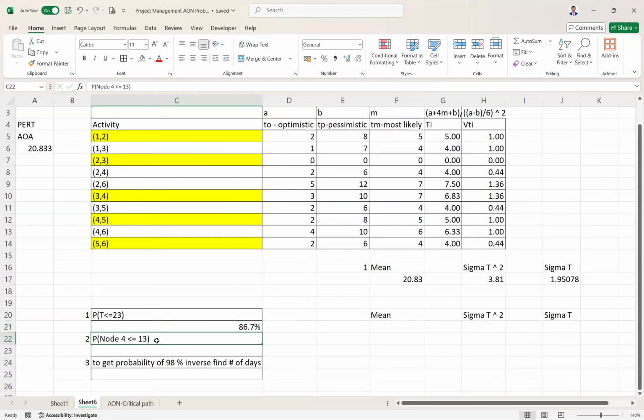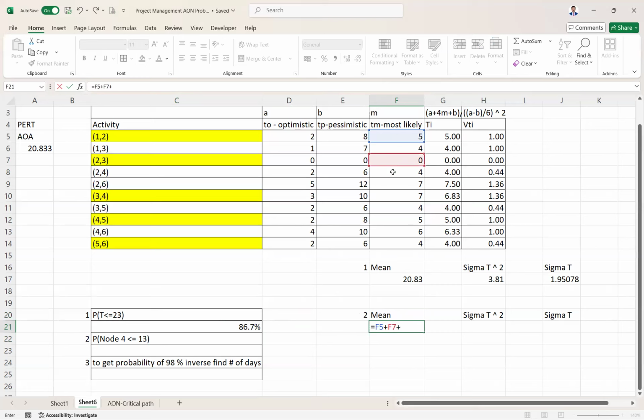Node 4 means until you reach node 4 on the critical path, what is the probability of finishing it in 13 days, less than 13 days? So for that, what is the mean? Mean is those paths until you reach node 4. So 1, 2 plus 2, 3 plus 3, 4. That's all because you have reached 4. No more going from 4 outside. Until 4 you reach, that is enough.